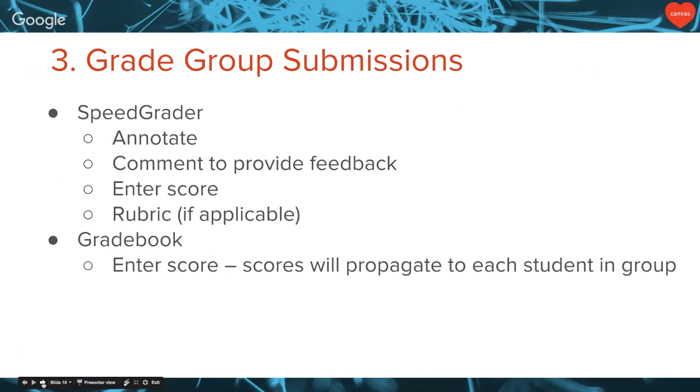When you enter a score, it will populate the gradebook for every student that's in that group, unless, of course, you checked "grade each individually," which Rob will talk about in just a second. If there's a rubric, you can still grade with a rubric to a group assignment. So effectively, it's the same thing. And instead of having one submission per user, you'll have one submission per project or per group. And so in the gradebook as well, if you enter a score for group assignments, those scores will propagate to each student in the group.